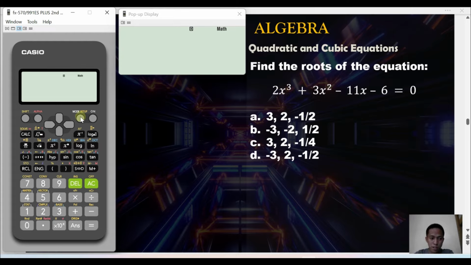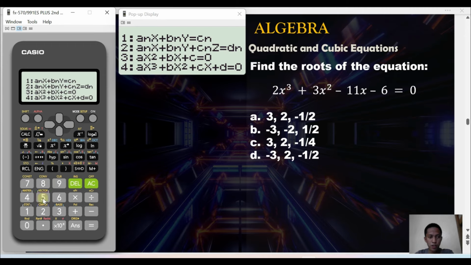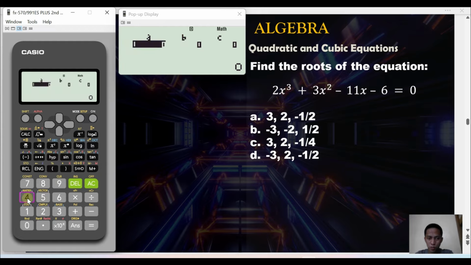So for that guys, okay, mode equation pa din, mode equation. Then for cubic, we have this. So number 4 siya. So the position of the constant is nandun siya sa loob guys. So okay, ito ang ating equation. So input na lang tayo ng mga coefficient. So number 4 for cubic.